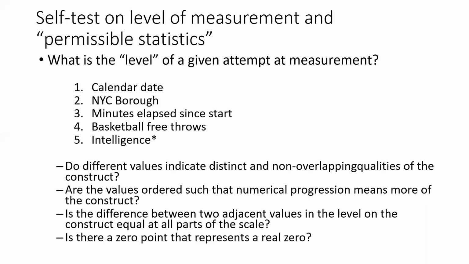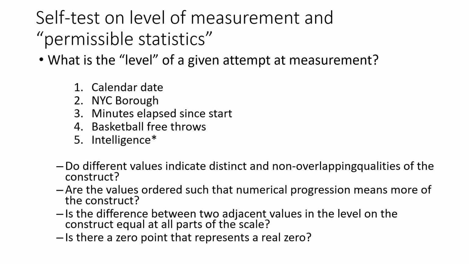So it meets our third criteria. And is there a 0 point? Yes. There was a time before I said start, that was 0. Off to the races after I said start. So this is true ratio level measurement. As with basketball free throws, it can be 0.